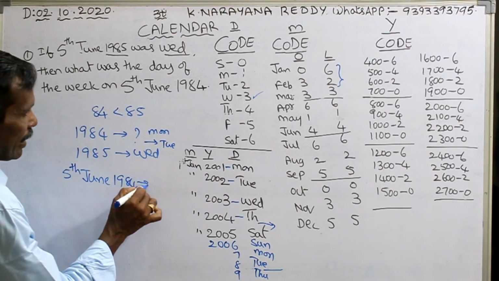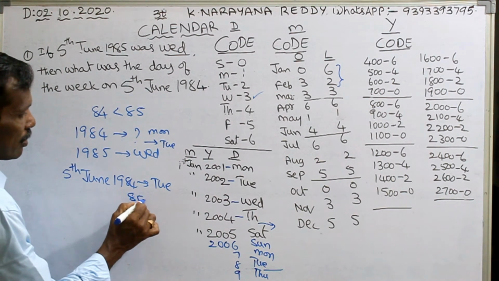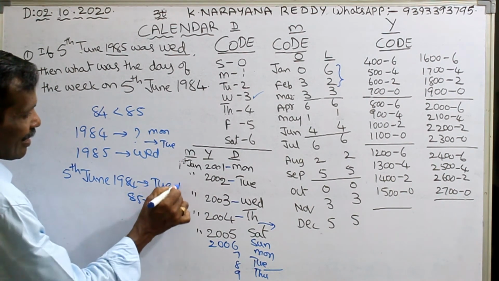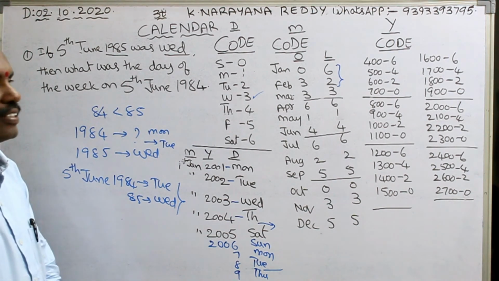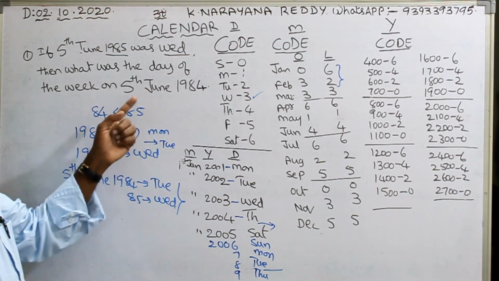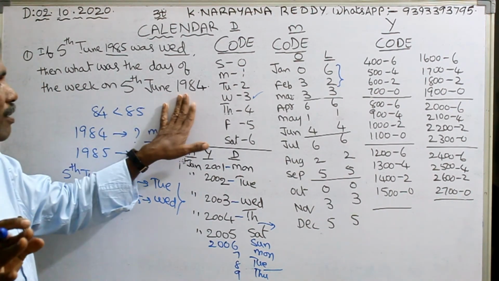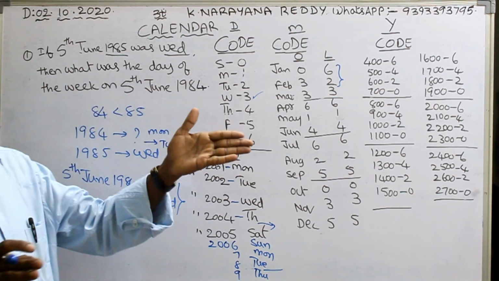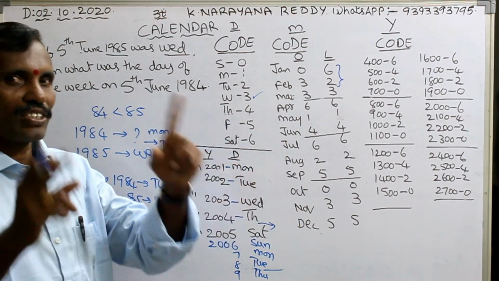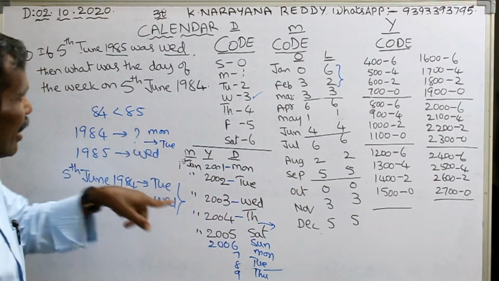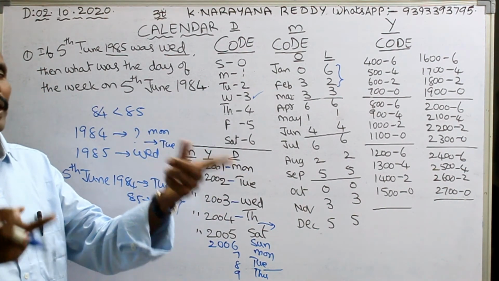1984 is Tuesday and 85 is Wednesday. Please observe this logic. Why? Because February is over. That's simple logic. February is over in this year, that's all. We are taking from June. Whenever we are taking from February, at that time we can add one day. That is correct. But here, February is over, that is why we can't take 2 odd days. We can take only 1 odd day.